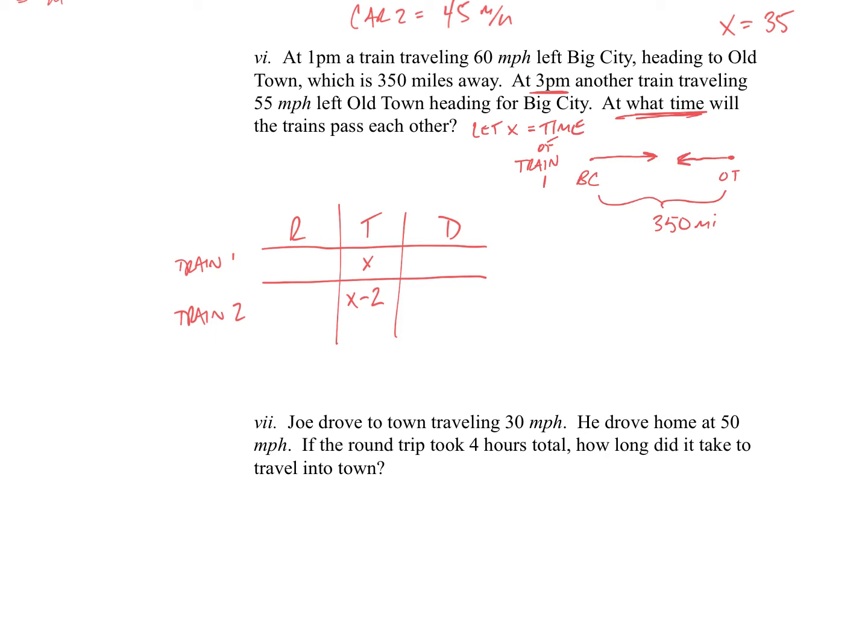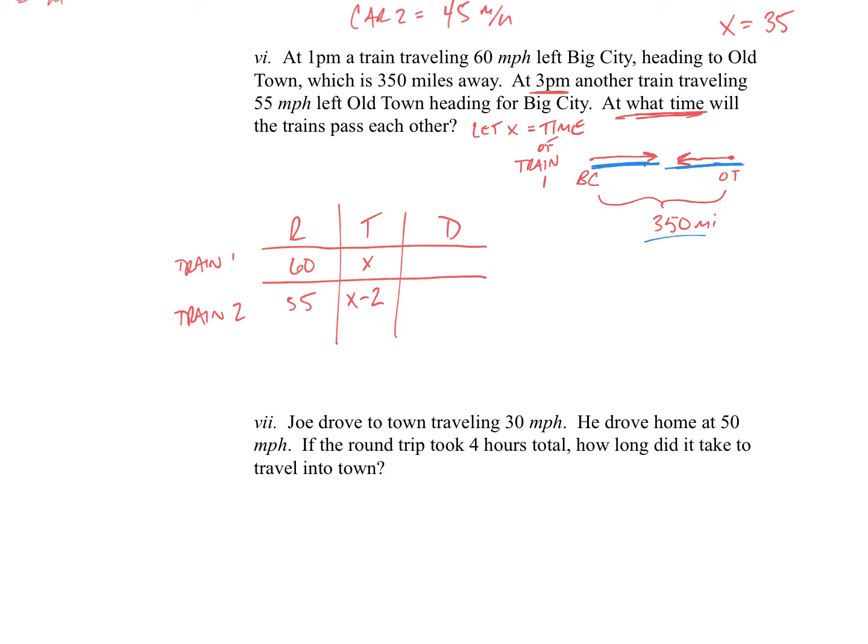I can fill in the rates because I know how fast each train was going. So the first train was going 60 miles per hour, second train was going 55 miles per hour. What I don't know necessarily is what to do with my distances, so let me think about that for a second. I think, again, we're in a situation where the distance of train 1 plus the distance of train 2 has to add up to 350.